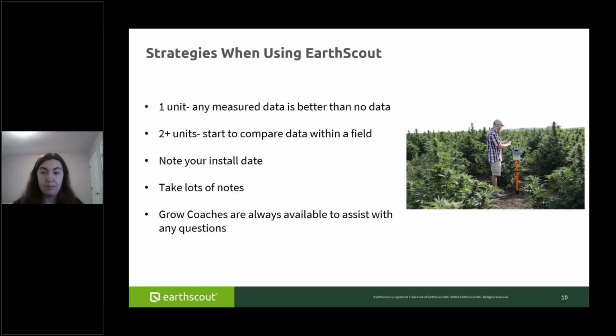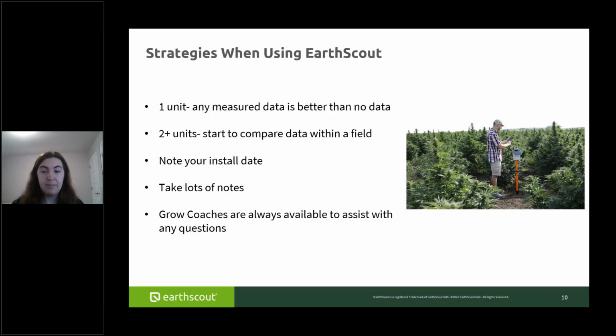Another thing we like to tell everyone is to take note of your installation date, of when you installed the EarthScout unit, because it's really easy to forget. So if you have the EarthScout unit turned on maybe for a week before you take it out and install it in the field, it's important to know the actual day that it was placed in the field so that we can determine where the good data starts.